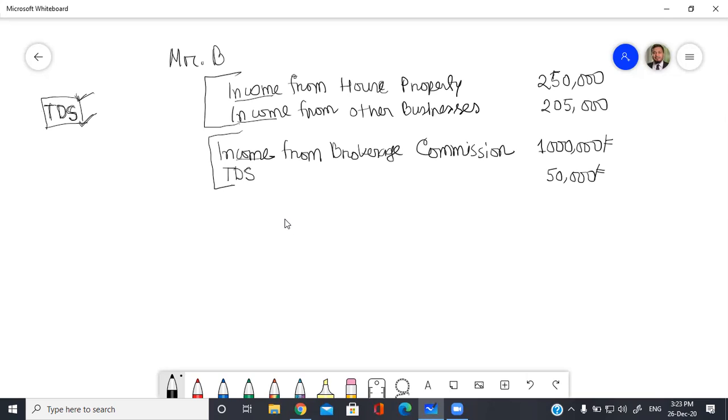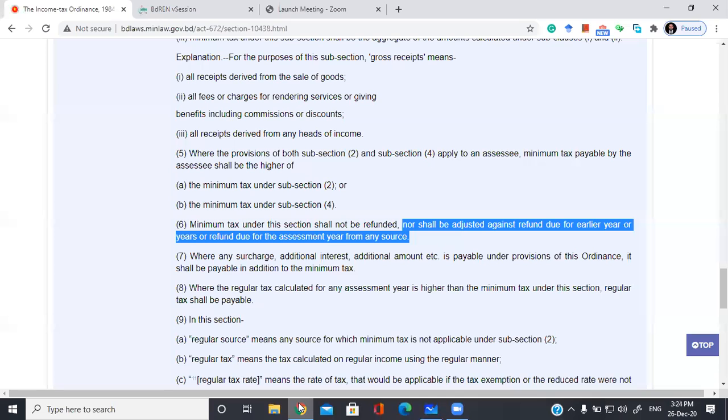So let's continue what we are mentioning here. We have to separate the income on which minimum tax is applicable. So we have separated it out. Which one? Income from brokerage commission. Why? Because minimum tax is applicable on this kind of income. So this is in the list of 82C.